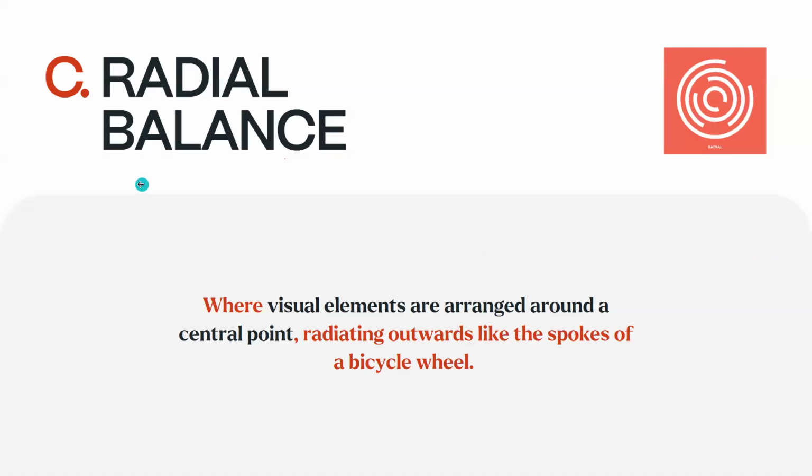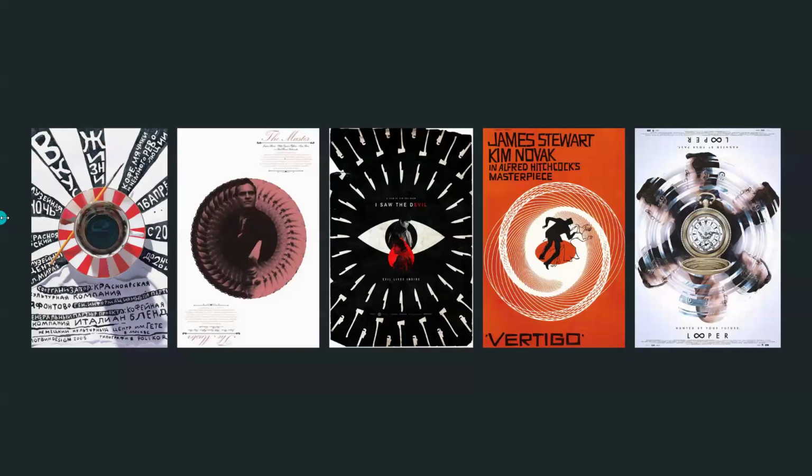Third one is radial balance. As you can see, it is a circle kind of thing in the center. As the name suggests, the subject of the design will always be placed in the center and everything else will revolve around it. If you look at it, the main subject of the poster here is in the circle, right? And the rest of the type and other things are revolving around it. Similarly here, the main part of the design is in the circle in the middle, and the type or everything else is revolving around it.